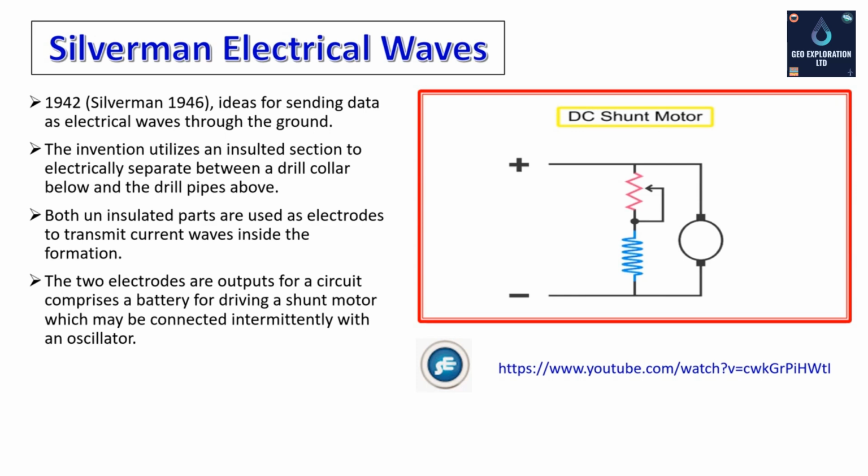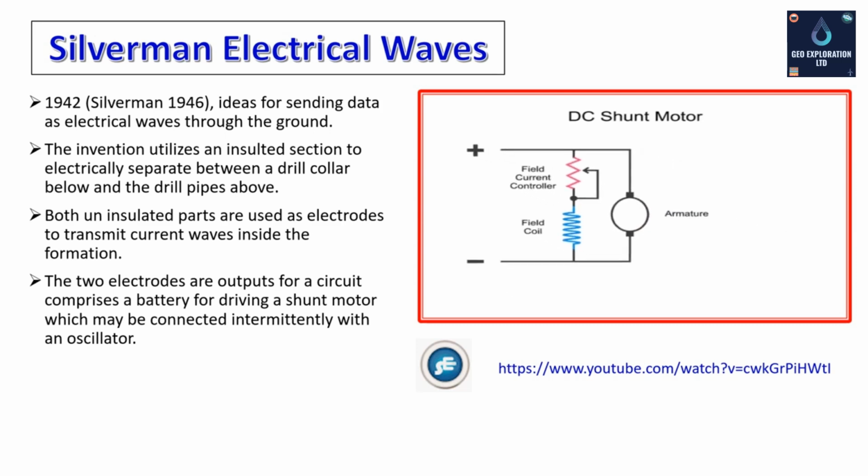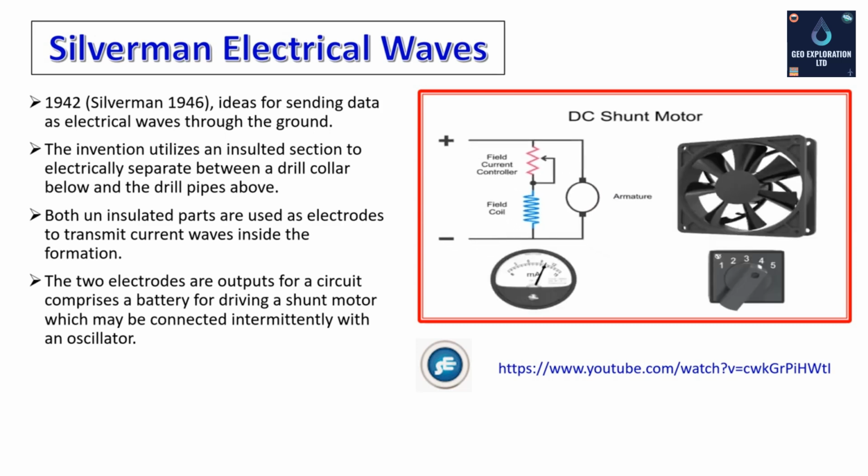DC shunt motor is a DC motor that has the field coil connected in shunt or parallel with the armature. A surprising operation of a DC shunt motor occurs when you decrease the current in the field coil and thus reduce the strength of the magnetic field. The motor armature will actually turn faster. This motor action is counterintuitive. You would expect that decreasing the current and thus producing less power would slow the motor down.